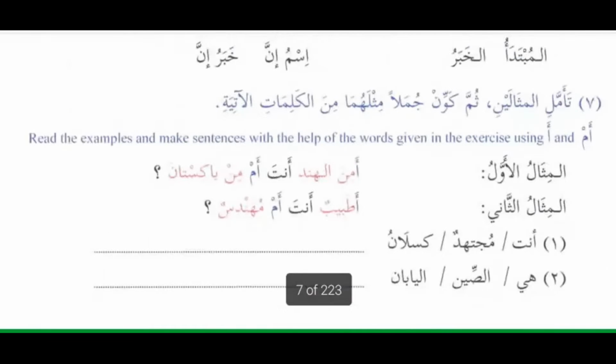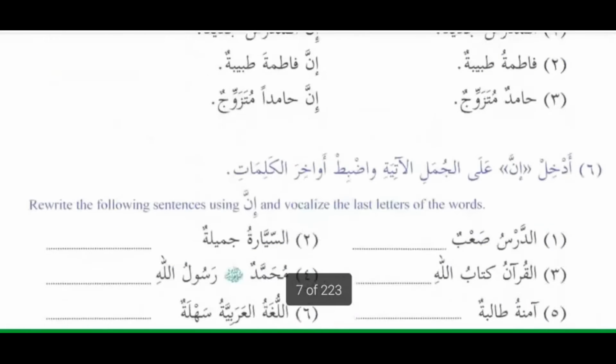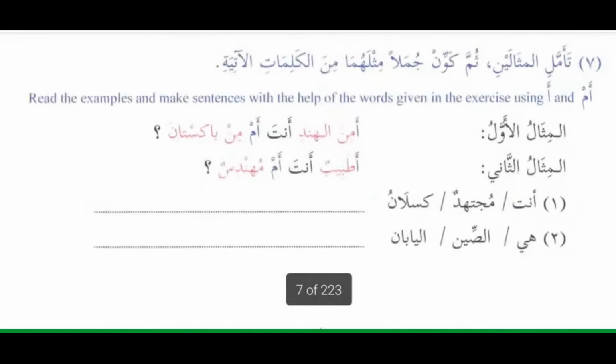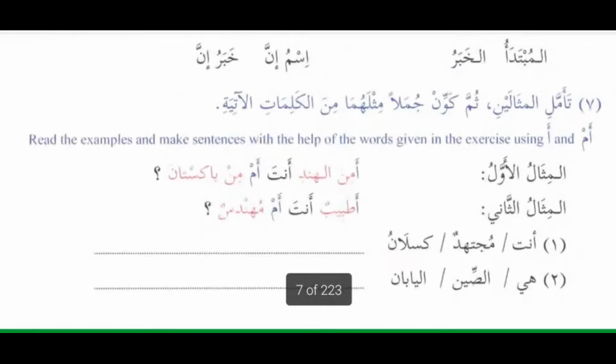So this is exercise number 7. تعمل المثالين ثم كون جملا مثلهما من الكلمات الآتية. So تعمل المثالين. مثال is one example.